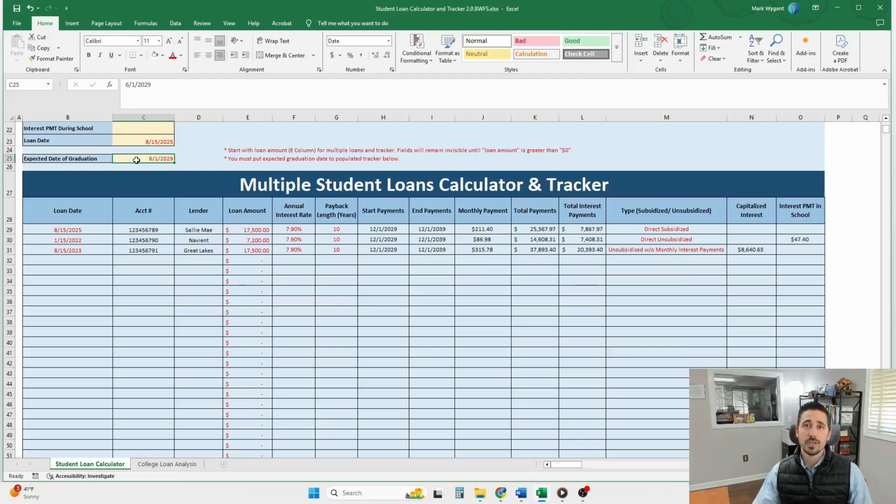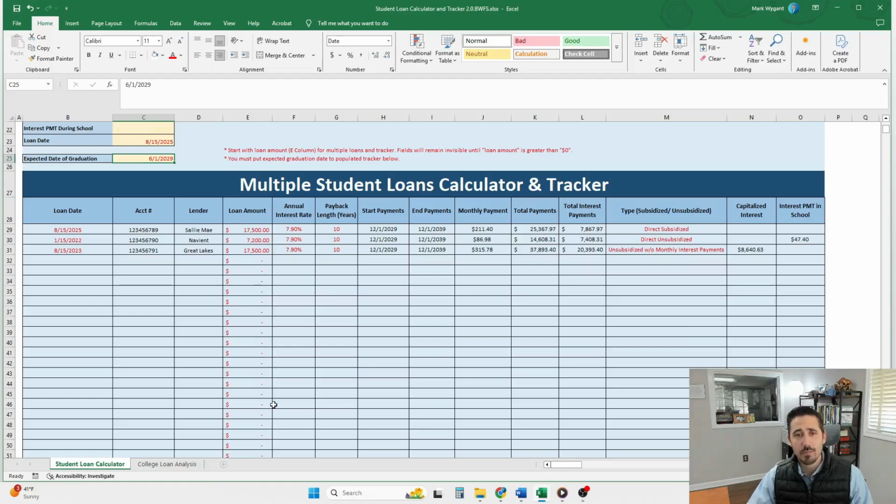Now, if you're 2 years into school and you're tracking multiple different student loans and you know you're going to go to school for a whole other year, you better bet that you need to come in here and make that 2030 instead of 2029 to get a much more accurate feel for what the total amount of interest is going to be, what your monthly payment's going to be when you get out of school, and so forth. So let's dive down here, just how to use this multiple student loan tracker.